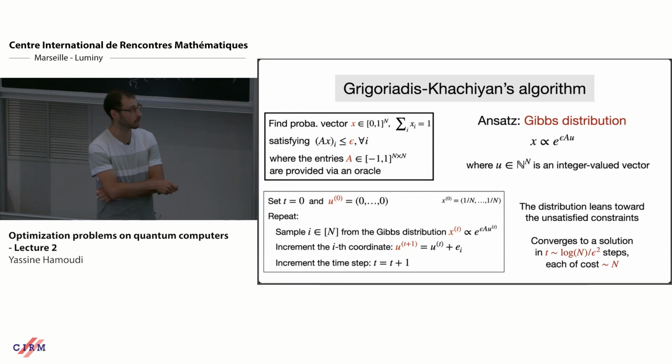Okay, so there is a beautiful mathematical analysis that shows you that if you just repeat this process log n by epsilon squared times, it will converge to an epsilon solution to the initial problem. Each iteration has cost capital N. So classically, the complexity of this kind of linear system solving is going to be n plus m divided by epsilon squared, up to some log factors.